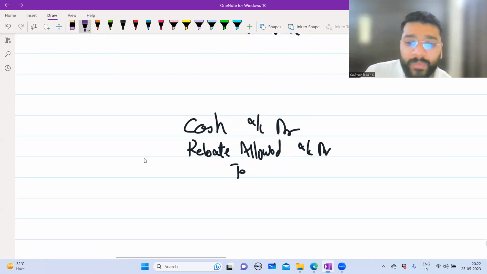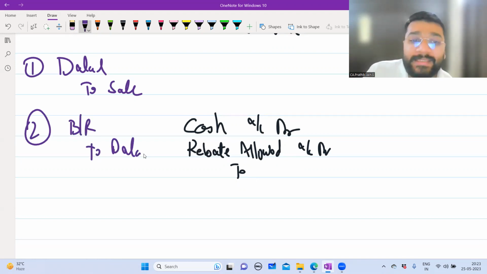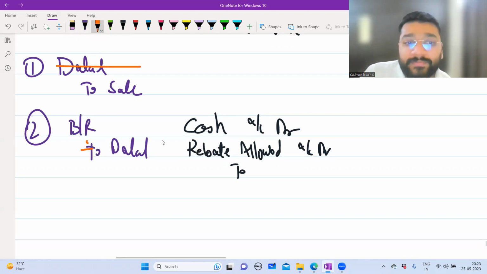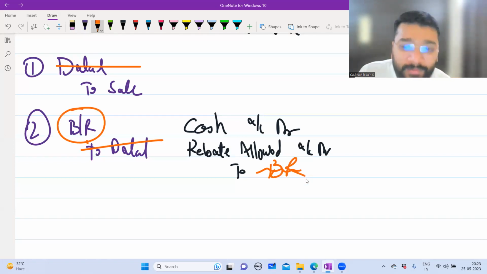Please tell me, when goods were sold to Dalal, what is the sale entry? Dalal to sale. And then when the bill of exchange is executed, what is the entry? Bills receivable to Dalal. So can I say Dalal account was knocked off here itself? So if you put Dalal again here, it will be wrong. So which account is open here? Bills receivable is open now. So we have to close bills receivable only.